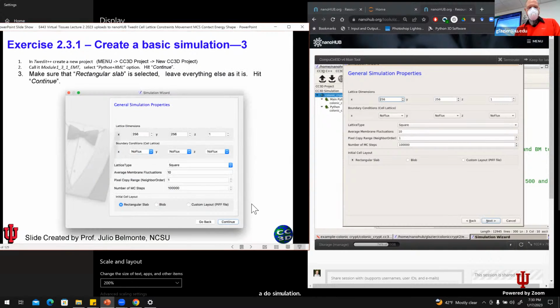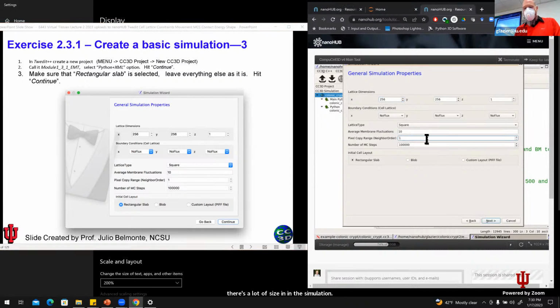Okay. And now we're going to basically accept all of the defaults for the lattice size. Now that you've seen that we're on a cell lattice, you can understand perhaps why there's a lattice size in this simulation. There's also this term pixel copy range neighbor order, which defines a little bit of how the lattice works.